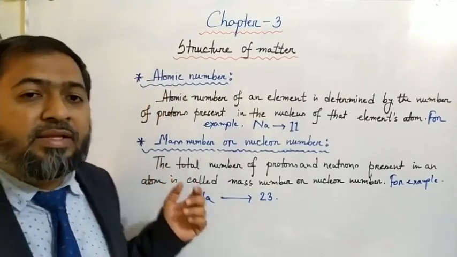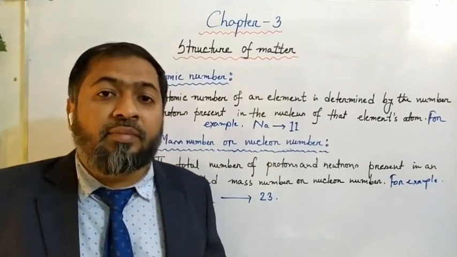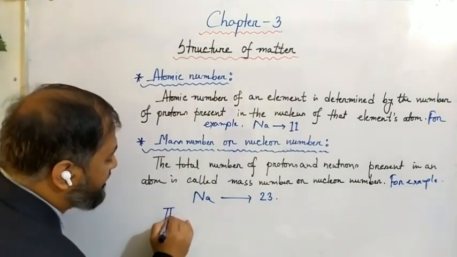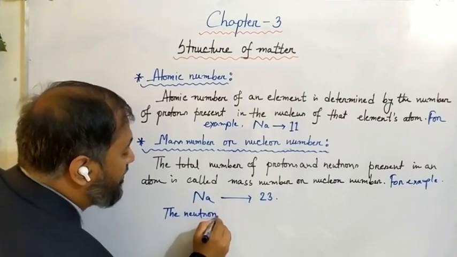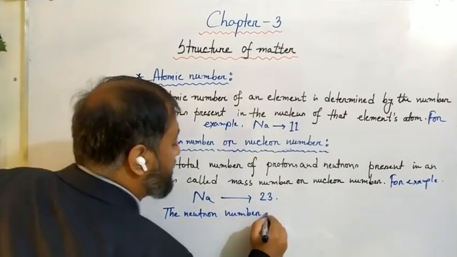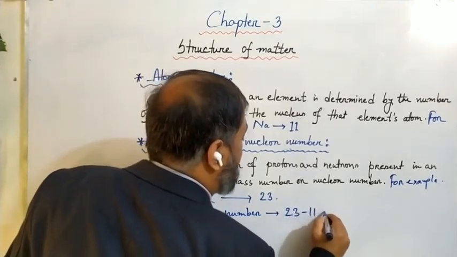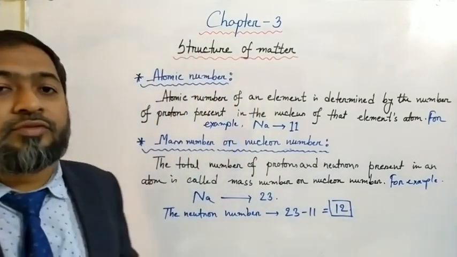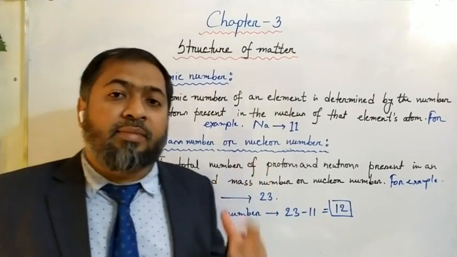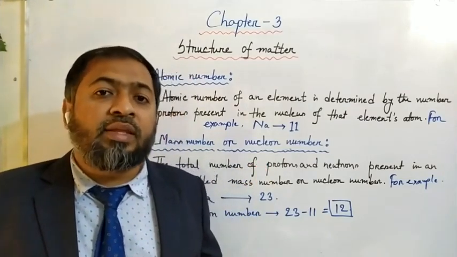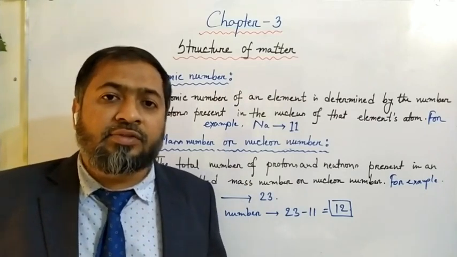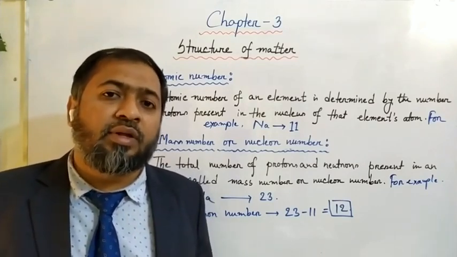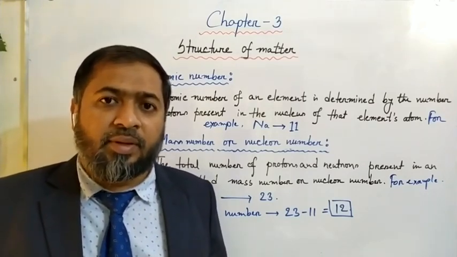From the atomic number and mass number, we also get the number of neutrons present in an atom. In case of sodium, we can find out the neutron number of sodium. Neutron number is 23 minus 11, which is 12. So the neutron number of sodium is 12. So from atomic number and mass number we will find out how many protons, neutrons and electrons are present in an atom. I repeat once again, from atomic number and mass number, we will be able to find out the proton number and neutron number.